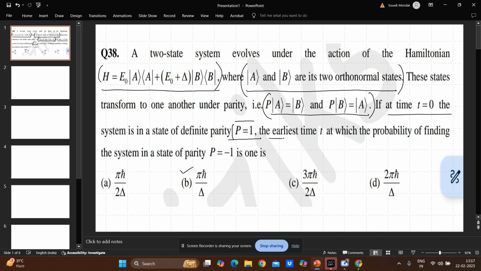Okay, so the earliest time t at which the probability of finding the system in a state p equal to -1 is what we need. So p has two eigenvalues, 1 and -1. Initially the state is p equal to 1. So you have to go through the time evolution of the initial state, and finally answer the question: what is the shortest time in which the state will flip from p equal to 1 to p equal to -1.